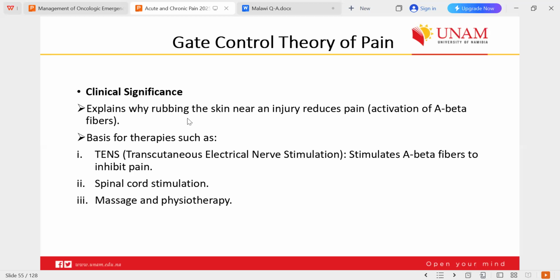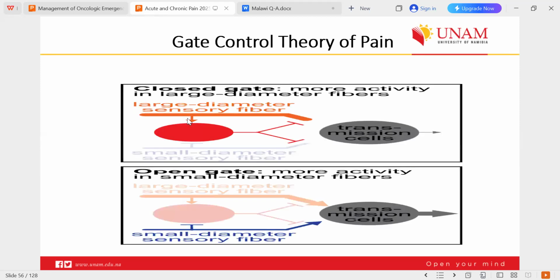It's also the basis for other therapies like your transcutaneous electrical nerve stimulation, your spinal cord stimulation, massage, and physiotherapy. All this depends on the gate control theory of pain, by stimulating or activating large diameter fibers, leading to inhibition of pain transmission through the lamina 2 of the spinal cord.